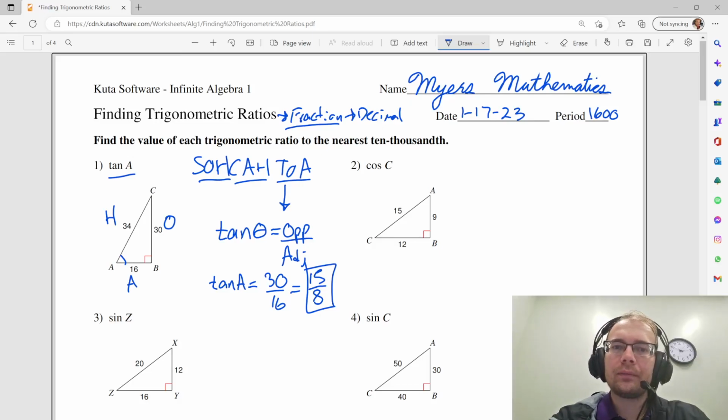So for cosine, I'll go ahead and put sine and cosine in here so that we have our space. Sine is opposite over hypotenuse.